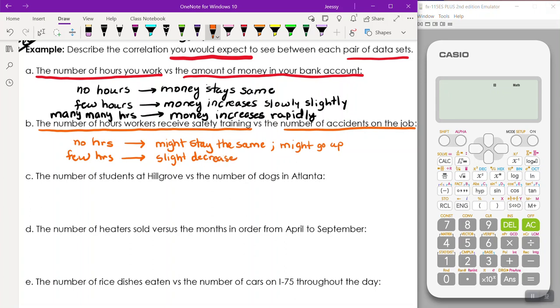All right, and what if you send them to training once a week, every single week, telling them all the safety procedures on the job? What increases? Thank you. Sorry, I heard it wrong. So a strong decrease, right? A strong decrease in the number of accidents.